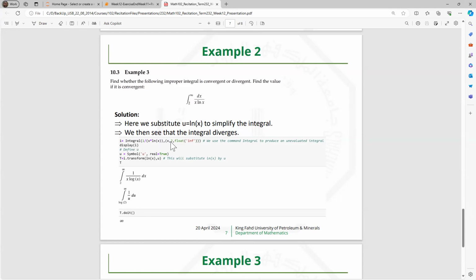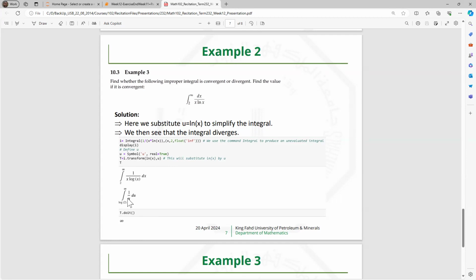Here is our integral. First of all, I define it as the integral from 2 to infinity, with the symbol for float infinity, of 1 over x ln x. Then we display I, and we use this new variable, and we substitute ln x by u using the transform command in I. So we get a new integral, we call it t. And now when asked to do t that do it, what should we get? We should get infinity. Why?